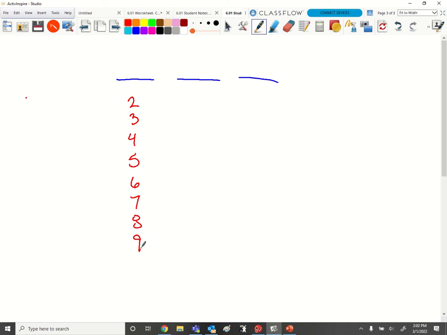What about the second digit? What am I allowed to use for my second digit? 0 and 1. Now, for my last digit is going to be 1 through 9. So no 0. So 1, 2, 3, 4, 5, 6, 7, 8, 9.